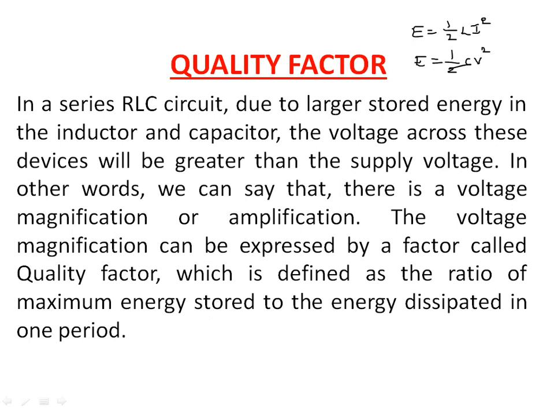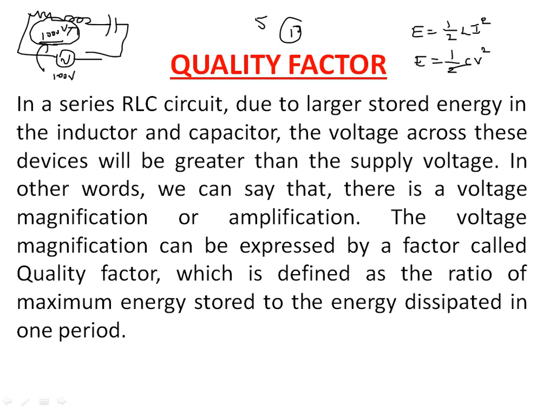Suppose we have a circuit with a resistor, inductor as well as capacitor. We give 100 volt, and we may have 1000 volt here. How will it happen? Some energy has been stored. How many times? That is the quality factor. If the quality factor is 5, 5 times the input energy is stored in this circuit. If the quality factor is 10, 10 times the input power is stored here. Hence, the higher the quality factor, the lower the losses.